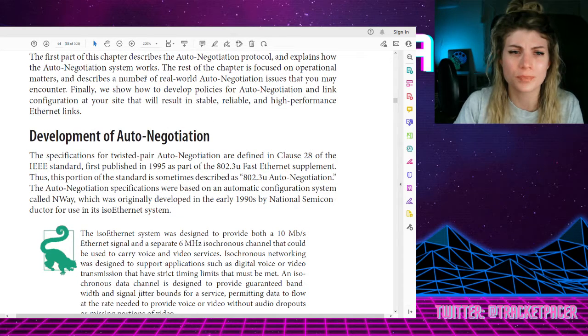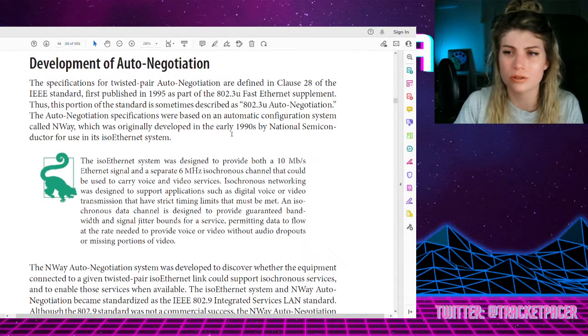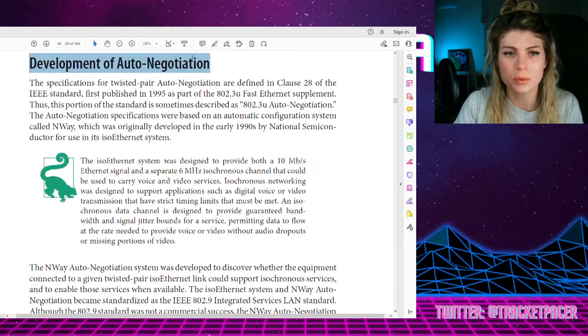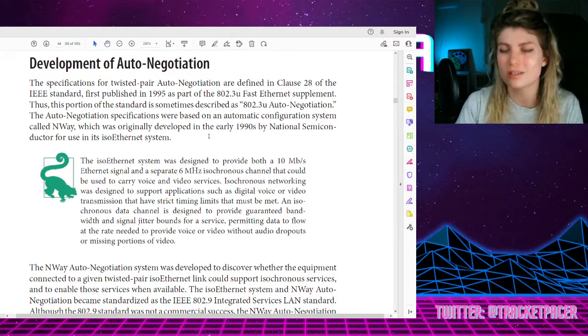The first part of this chapter, I'm not going to read this. It's just telling us how we're going to learn. I don't give a fuck. Let's dive in. Development of auto negotiation. Yeah, history lesson again.